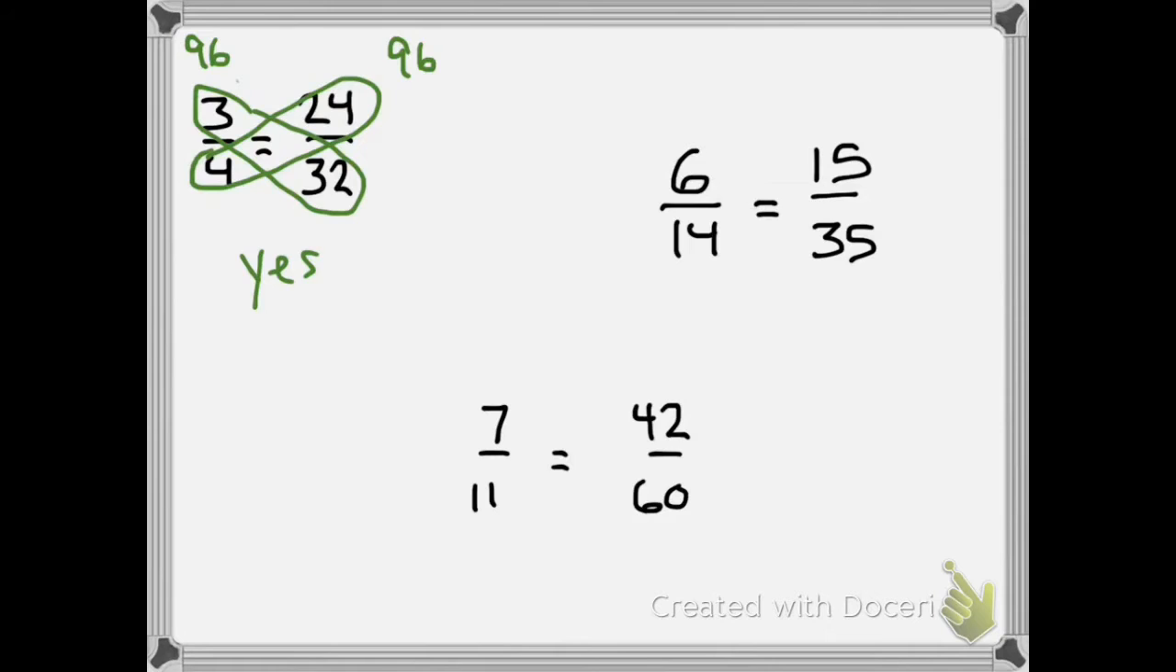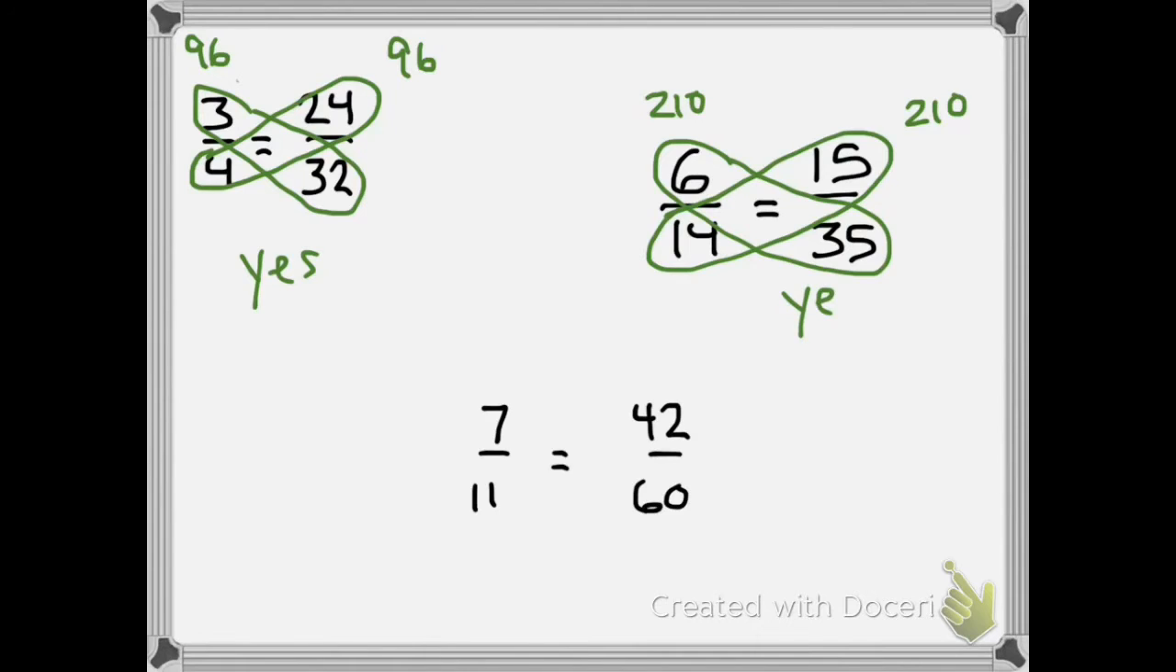Now with this second one here, 6 to 14 is equal to 15 to 35. There's not anything that I can see right off the bat that I can multiply 6 by to get 15 or 14 by anything to get 35. That doesn't mean that necessarily it is not proportional. So if that's the case, we're just going to go ahead and do our cross products, our butterfly method. You don't just want to stop and say no. So 14 times 15 is 210. 6 times 35 is 210 as well. So actually, this is a yes. You've got to be careful there. It actually is a yes.